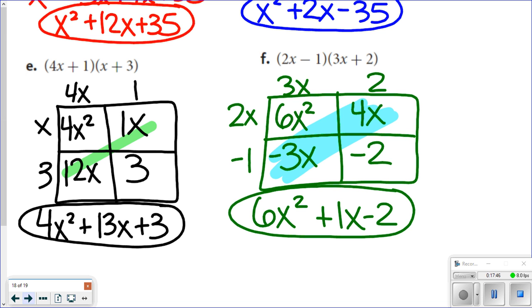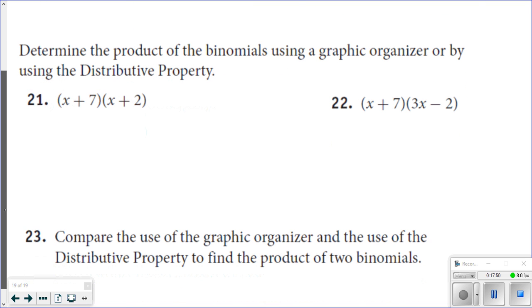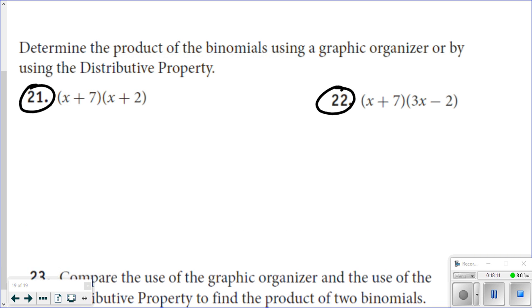On the next page, 375, we're going to do two questions in the check your understanding box. So we're going to take a look at number 21 and 22. You can use any blank space on that page or the My Notes section. These are the only two questions we're doing on this page. So go ahead and pause the video. Think about FOIL or distributing or the box method, and use your notes to help you if you need it.